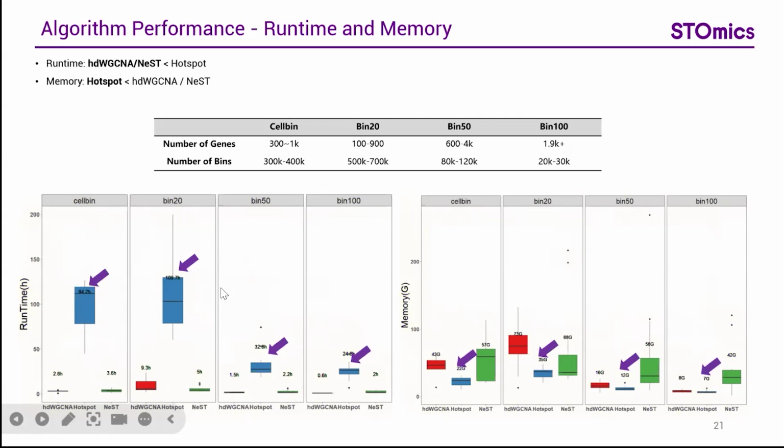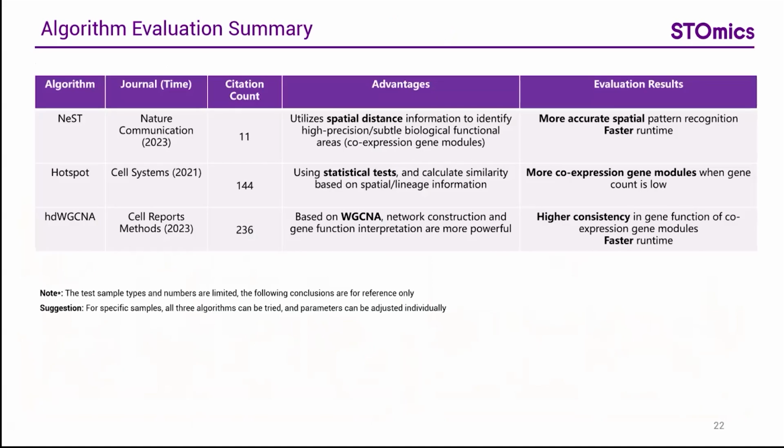On the other hand, high-dimensional WGCNA, the red box, and NEST, the green box, algorithms are relatively faster. In the case of cell bin and bin20, the runtime is about 3 to 5 hours, while in the case of bin50 and bin100, the runtime is shortened to 1 to 2 hours. Here is the summary of the algorithm performance testing.